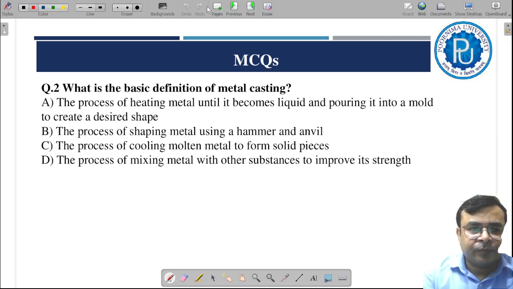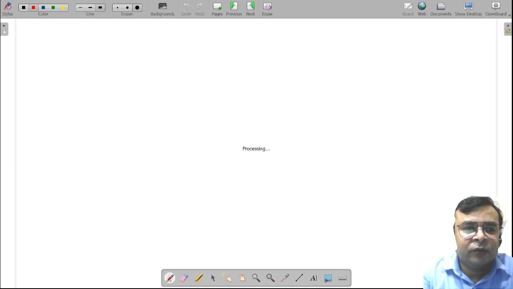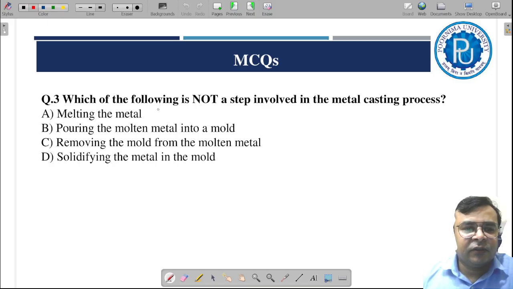Next, what is the basic definition of the metal casting process? The process of heating metal until it becomes liquid and pouring it into a mold to create a desired shape. So obviously this option is the correct answer. I'm not going through the other options, just read them properly.